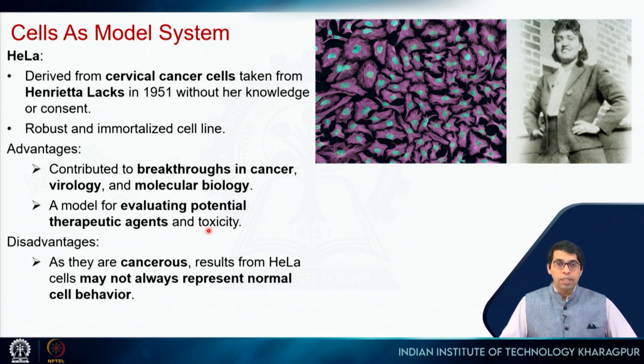So you will see that in many labs, one of the first experiments that people do will be done in HeLa cell line. Disadvantage, they are cancerous cells, right? Which means that they do not represent the normal cell behavior. But many experiments can be done using these cell lines as long as you are aware about these differences.